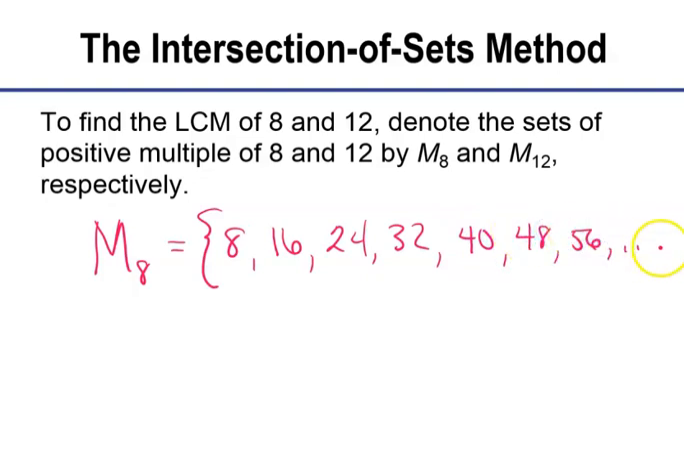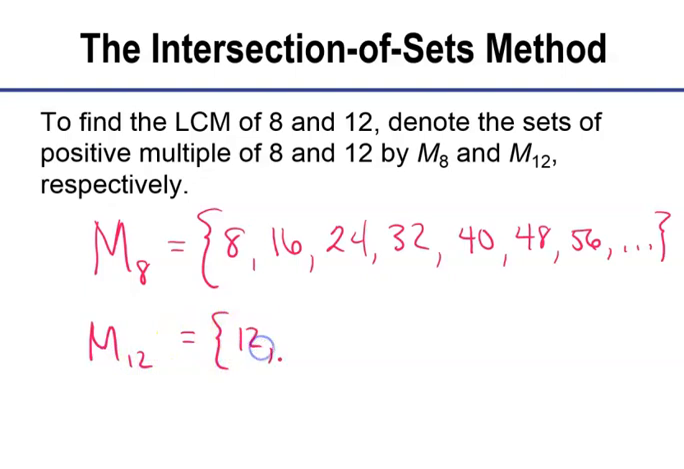The question is, where do you stop? I'm going to put my ellipsis dots at the end here. This continues on forever, of course. I'm hoping my list is long enough. I just write out a few of them. Now let's look at all the multiples of 12.